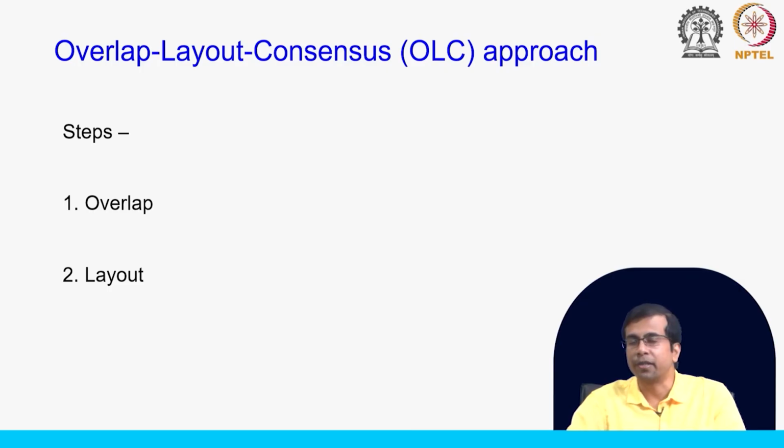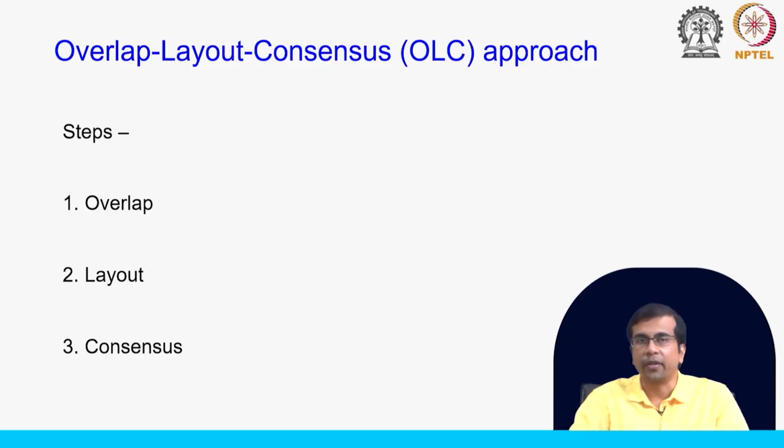The layout approach is different in that it does not try to do that. It actually takes a different approach, and we'll see with some examples how this works. The third step is the consensus, as you can see in the name. This is where we find the consensus sequences for the reference genome.